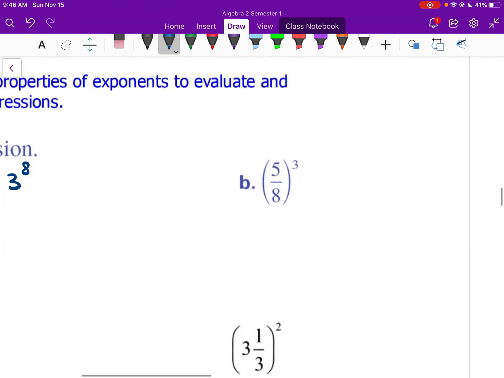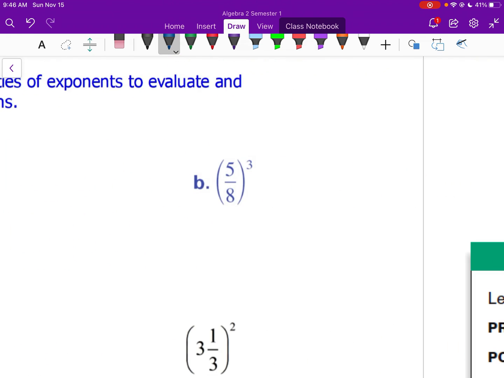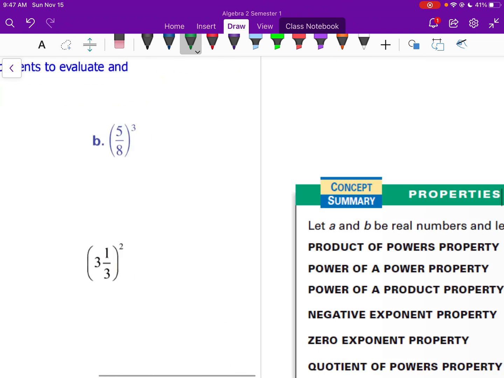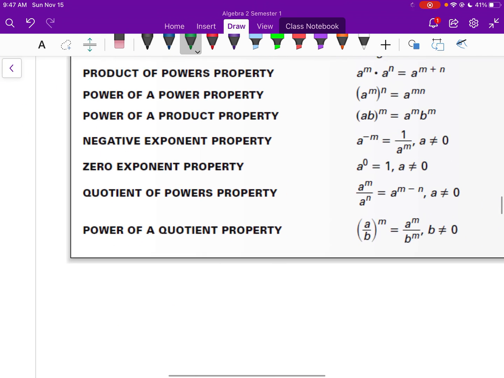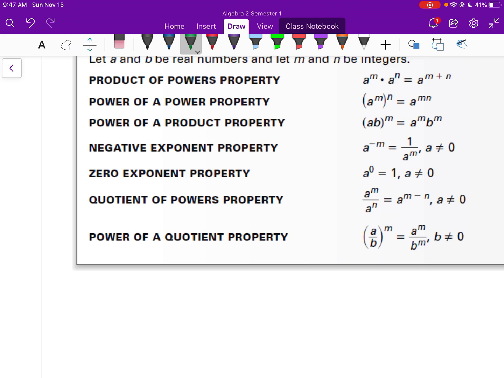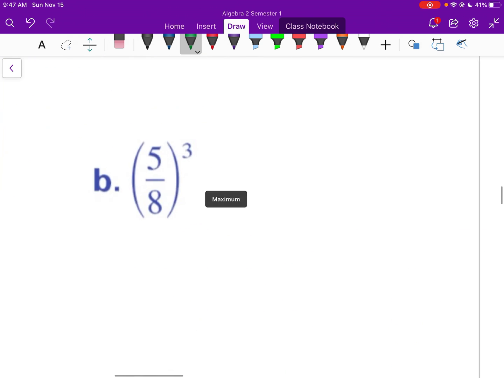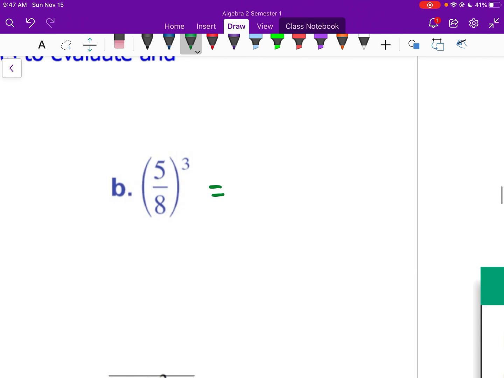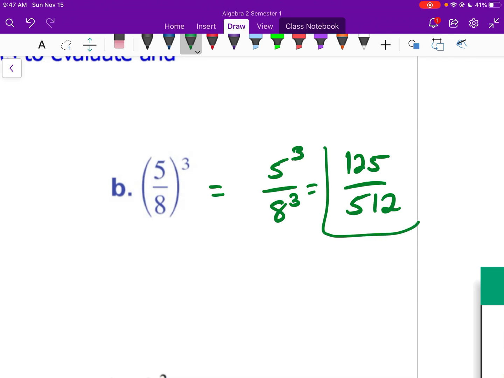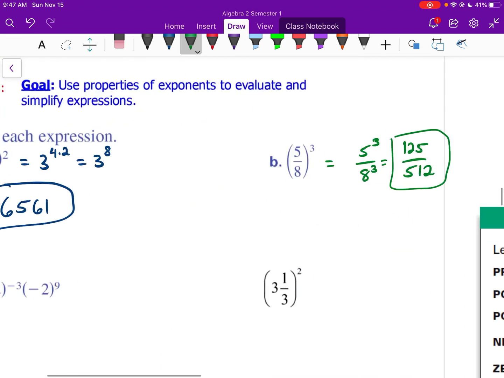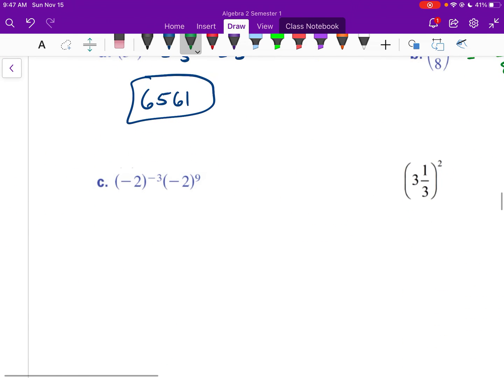So if it is a base value that is a number, you can simplify that and write out that number. So, all right, 5/8 to the 3rd power. Okay, that's power of a quotient. So again, we're taking that exponent to both the 5 and the 8. So that's going to say 5 cubed over 8 cubed, which will simplify to 125 over 512.